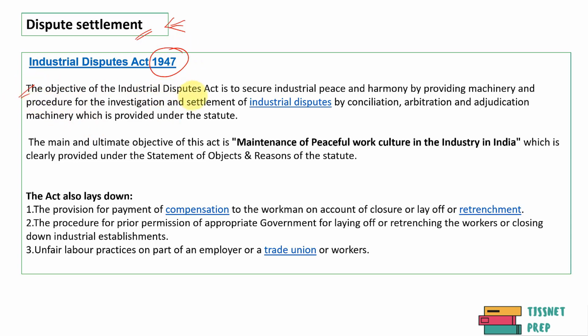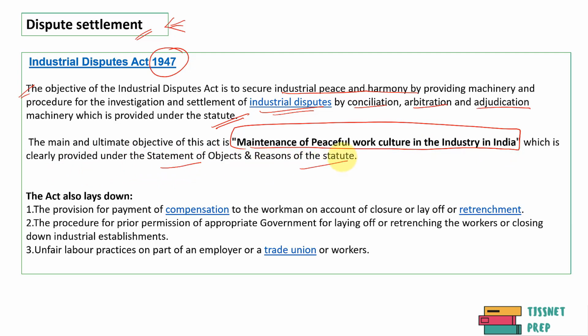The objective of the Industrial Dispute Act is to secure industrial peace and harmony by providing machinery and procedure for investigation and settlement of industrial disputes by conciliation, arbitration and adjudication, machinery which is provided under the statute. The main and ultimate objective of this act is the maintenance of a peaceful work culture in the industry, which is clearly provided under the statement of objects and reasons of this statute.